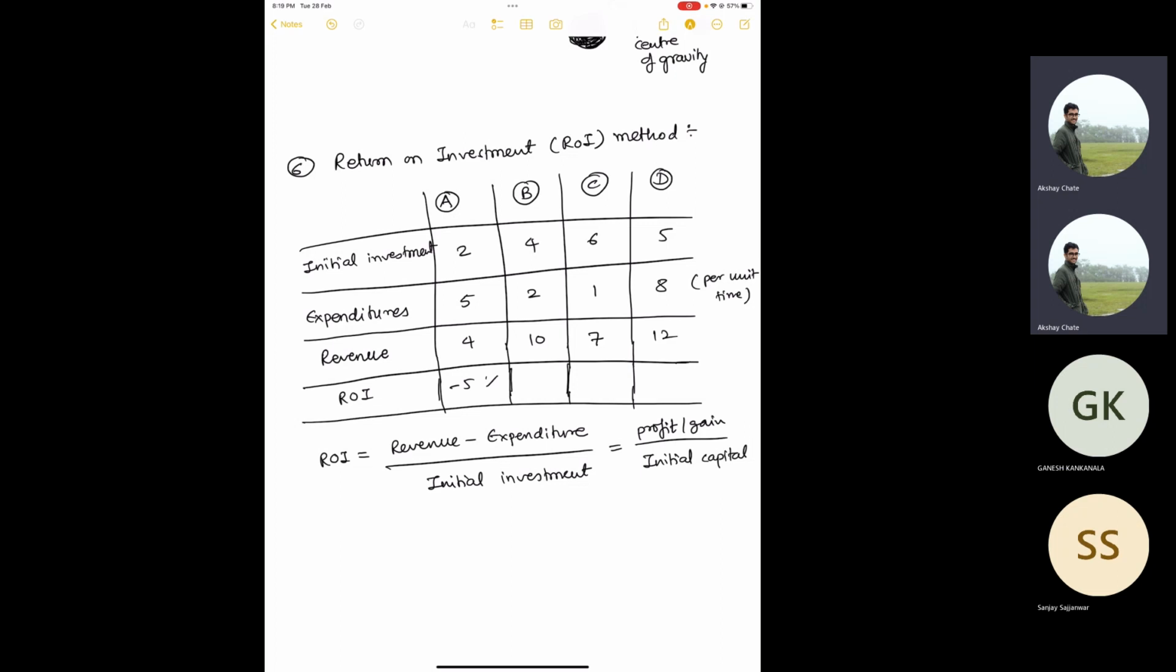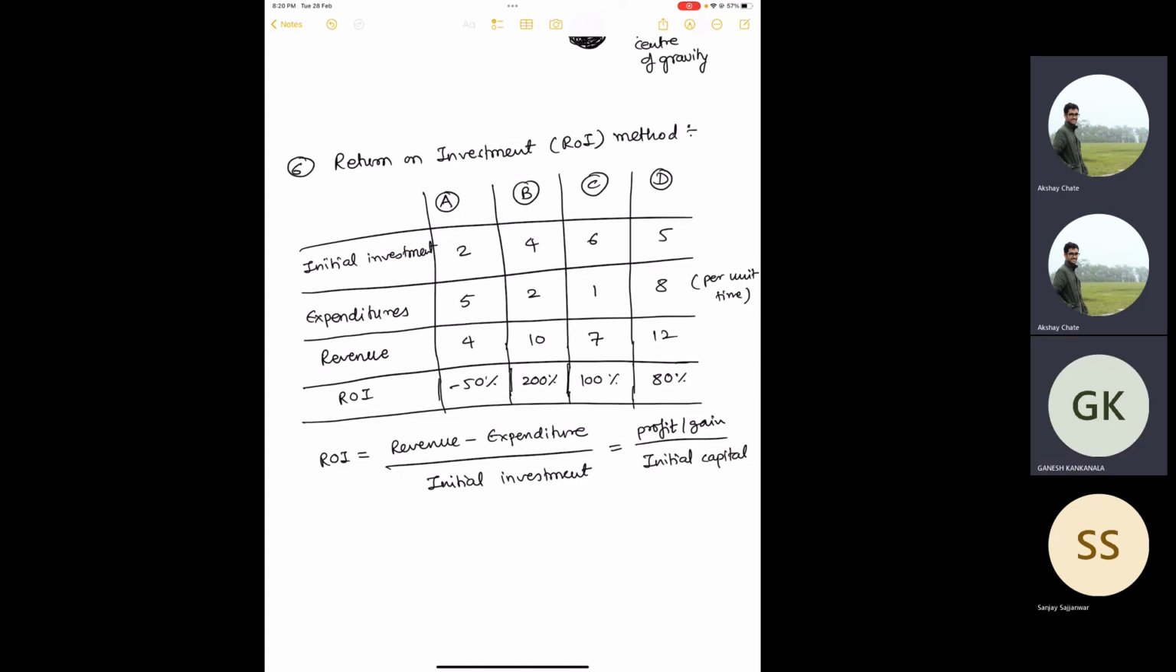One difference here you should know is that we don't change the sign. We take whatever sign comes, because if it is positive, that means you are in profit. If it is negative, that means you are in loss here. Now in site B, it will be 8 by 4, so 200%. In site C, it will be 100%. And in site D, it will be 4 by 5, so 80%. So now tell me which plant location will you finalize?